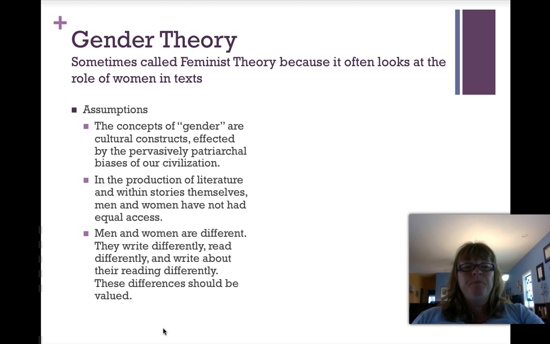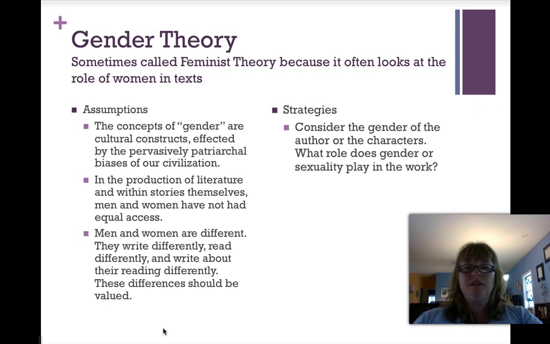All right. Basically, men and women are different. They write differently, they read differently, and they write about their reading differently. And so we need to value these differences and see what we can learn from the differences instead of blaming each other for things. That's why I don't like to call it feminist theory. Feminist seems a little too feminazi for me. So, all right. So the strategies.